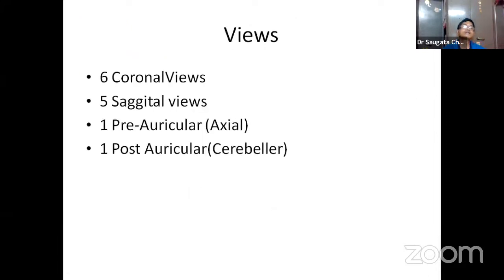So these are the standard views: 6 coronal views, 5 sagittal views, 1 preauricular view, which is the axial, and 1 postauricular view, which is called cerebellar. These are the standard views.